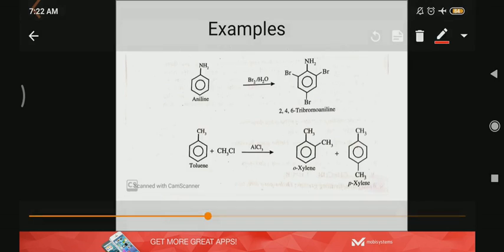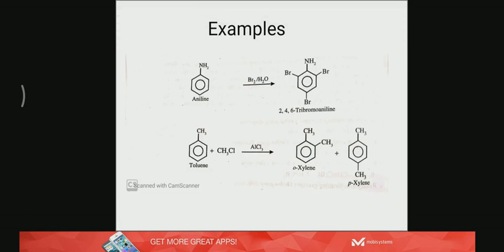Let's take some examples now. Here, first of all, aniline is taken for bromination. Bromine water is used, a polar solvent. You get 2,4,6 tribromoaniline. Why? Because NH2 is a highly, strongly activating group.